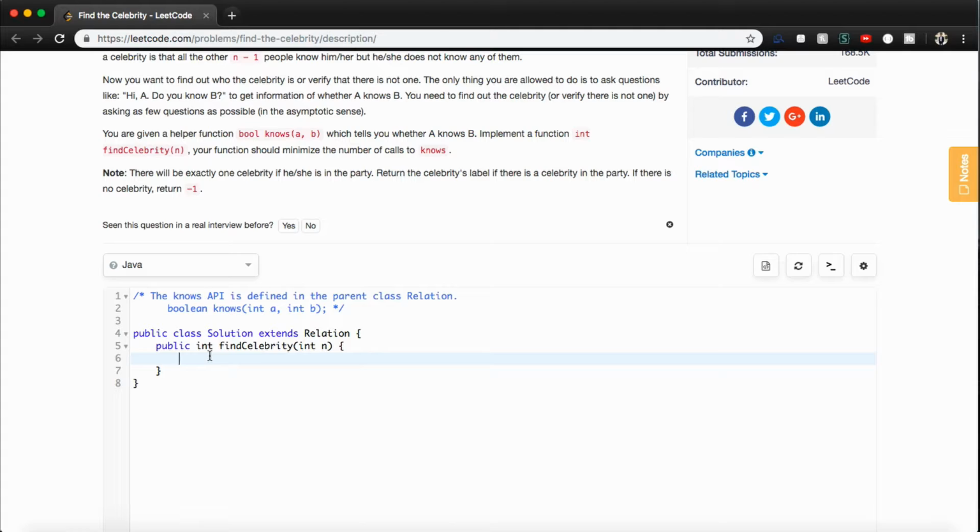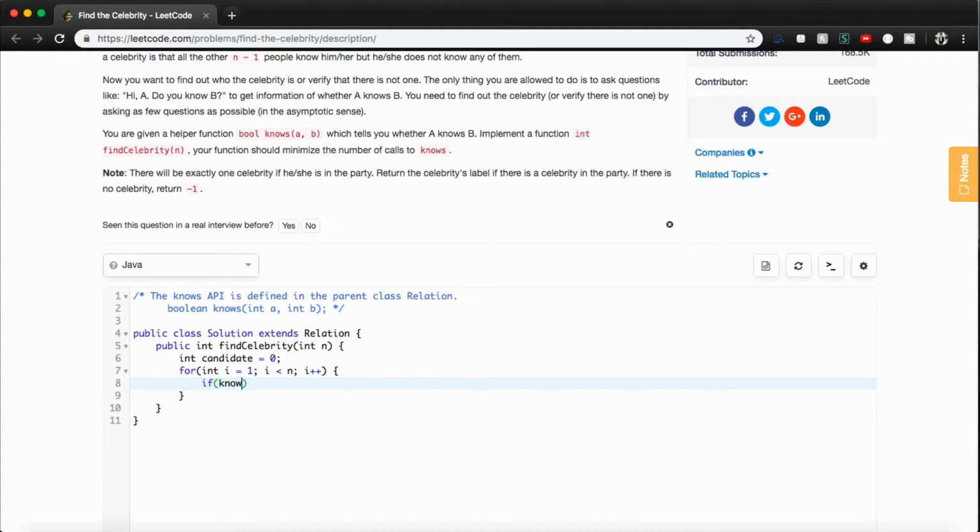Using that logic, let's find a candidate. Let's have a variable called int candidate, and we'll set that to 0 to start. Okay, 0 is our candidate. Now we can loop through, so for int i equals 1, because we're setting our candidate to start at 0, so we can start at 1. While i is less than n, i plus plus.